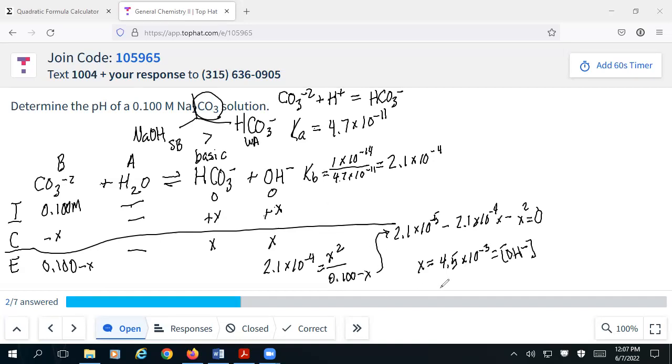But at any rate, the pOH would be equal to the negative log of 4.5 times 10 to the negative third, which would be 2.35. And that means the pH would be 11.65.